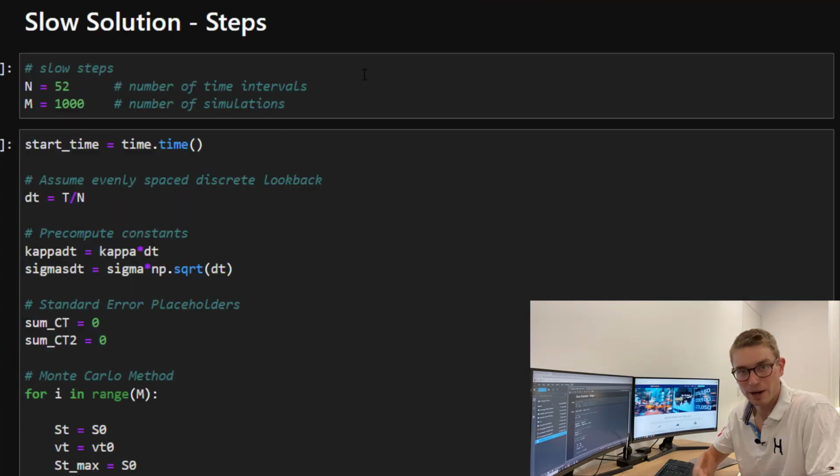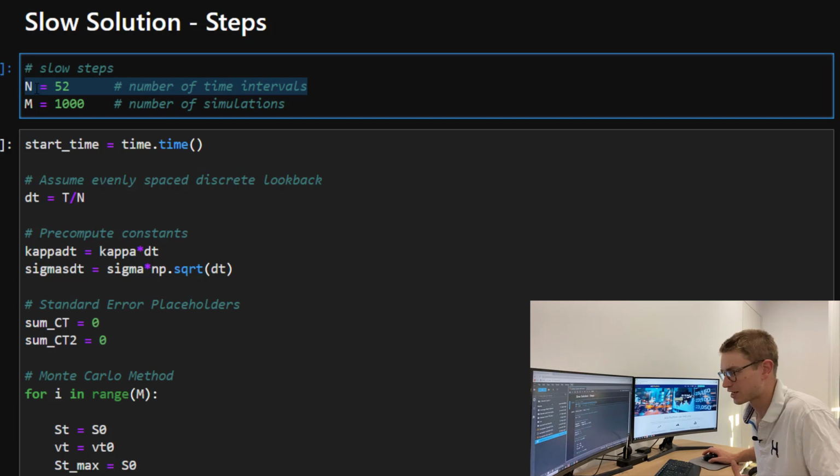So let's break down the Monte Carlo simulation step by step. Here we're going to go through for each simulation and then for each time step. Now, our discrete monitoring times are going to be at the end of each week. So in our 1 year period, we're going to have 52 time intervals.